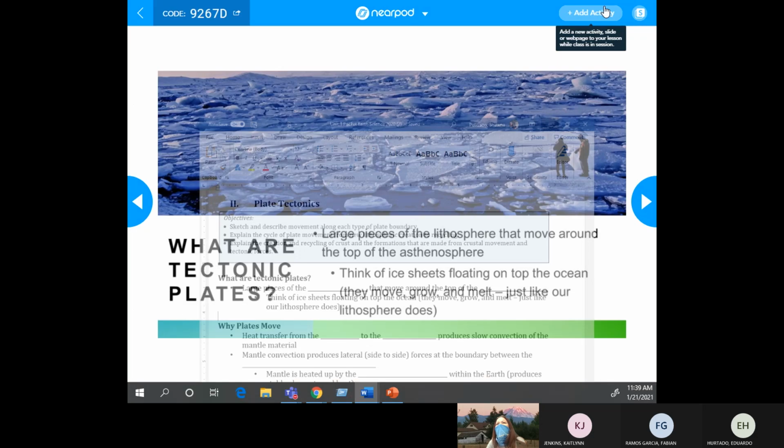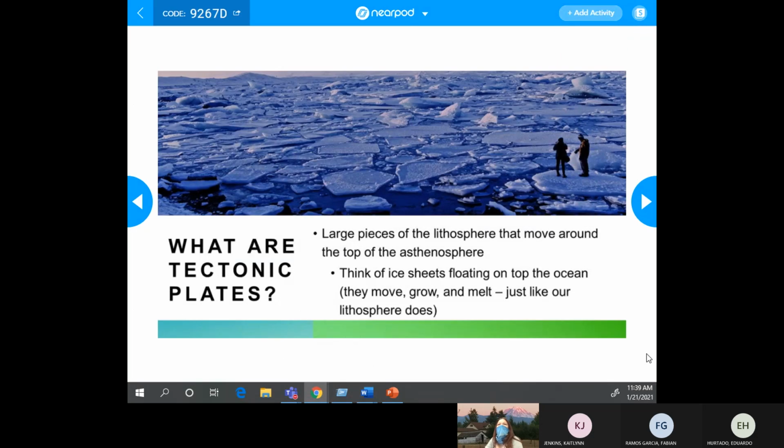So, large pieces of the lithosphere that move around the top of the asthenosphere. And probably at the end of class, I'll ask you what you've been taking and all that stuff before.